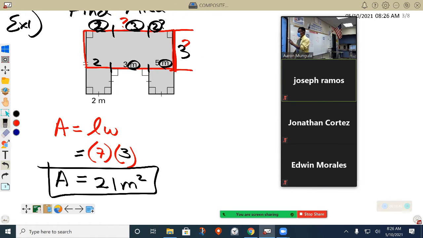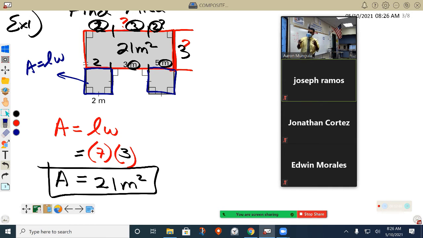So I got this top rectangle is 21 square meters. We're done with the top rectangle. Now I'm going to find the area of this square, area of this square, and then add up all of it together, and we're rocking and rolling. So this square is like a type of rectangle, so I'm gonna do the length times width again. Remember, a square is a rectangle. This is a very special rectangle where all the sides are the same, but it's still a rectangle.